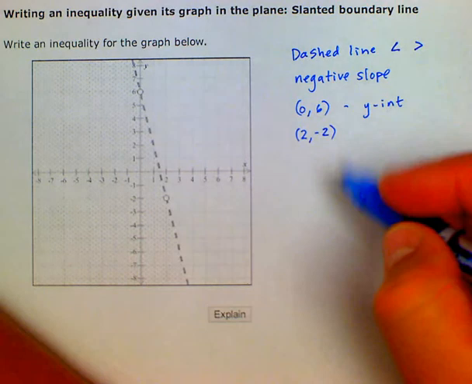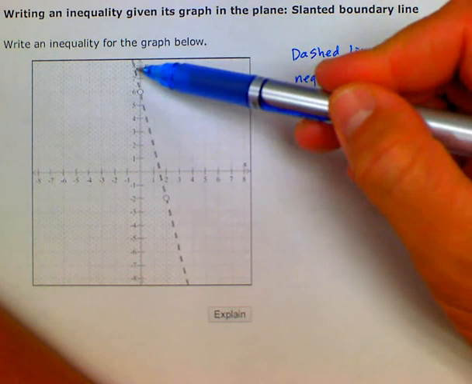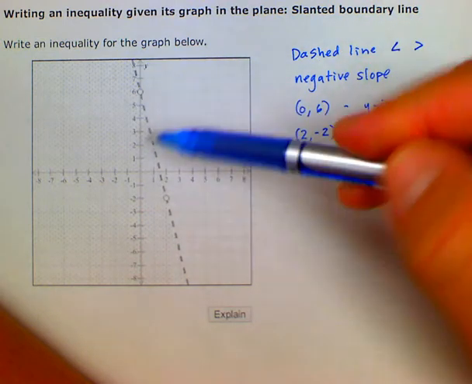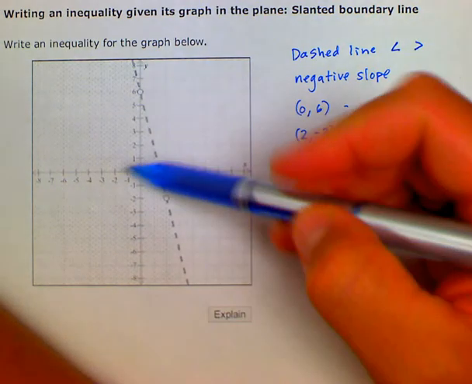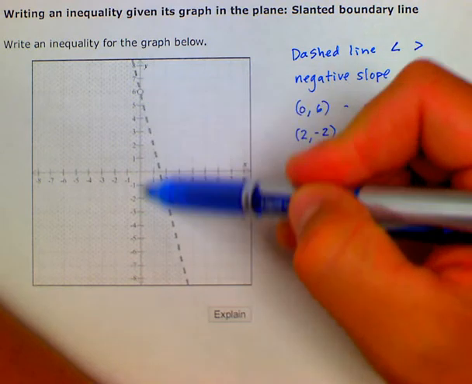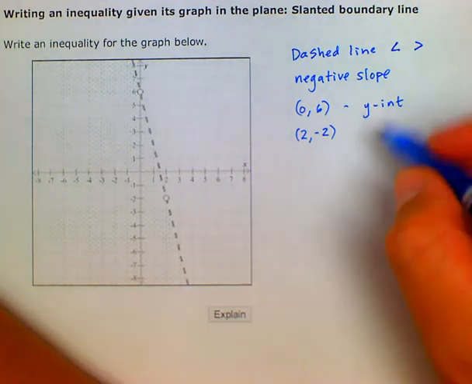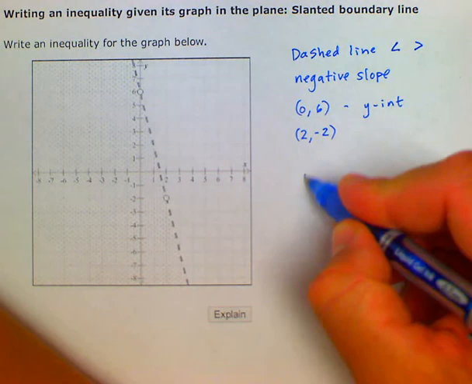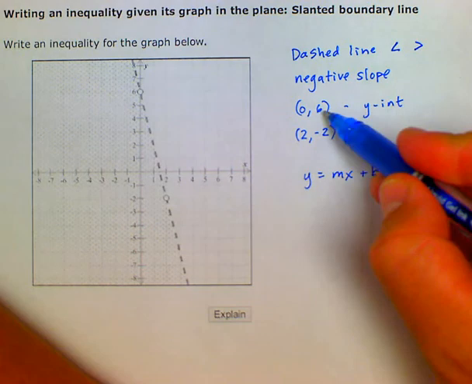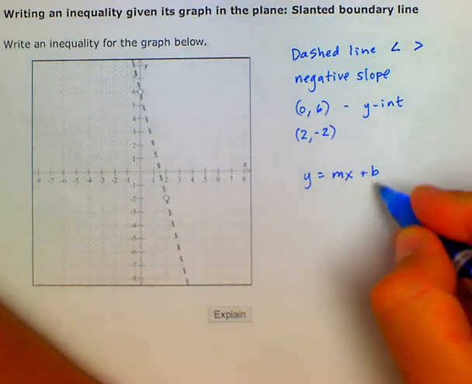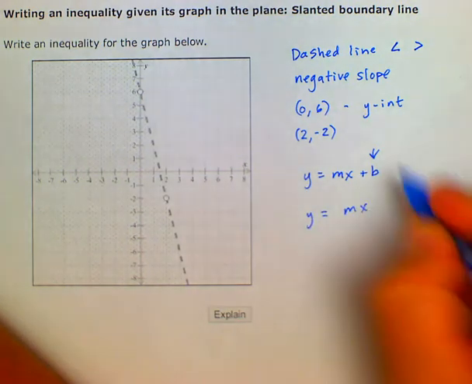So what we want to do is come up with the equation for this line and then put it in as an inequality. We see that everything is shaded to the left, or all the y values less than this line are part of the solution set. So we can start with our y equals mx plus b, our slope-intercept form, and we already have our y-intercept. So we can go ahead and plug that right into the formula. y equals mx plus 6.